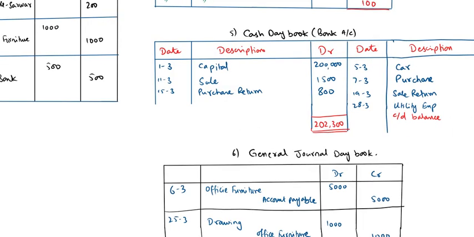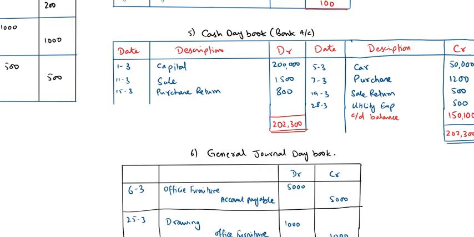The receipt side, this is the debit side. The debit side of the cash book means receiving cash, incoming cash. The debit side of the cash day book shows that we are receiving the cash. And the credit side, the right side, shows we are paying cash.